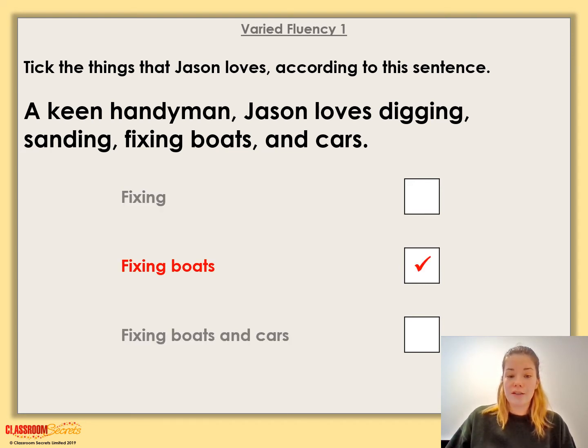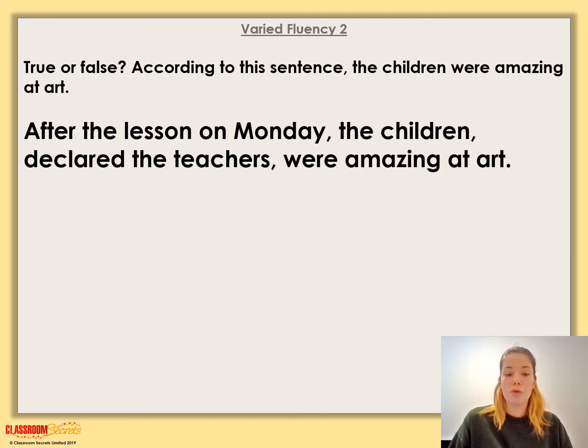We should have identified that it was B. He loves fixing boats, but he also loves cars. He doesn't love fixing cars. That's why that comma has been used there, to avoid ambiguity and to show that fixing boats and cars are two separate loves.